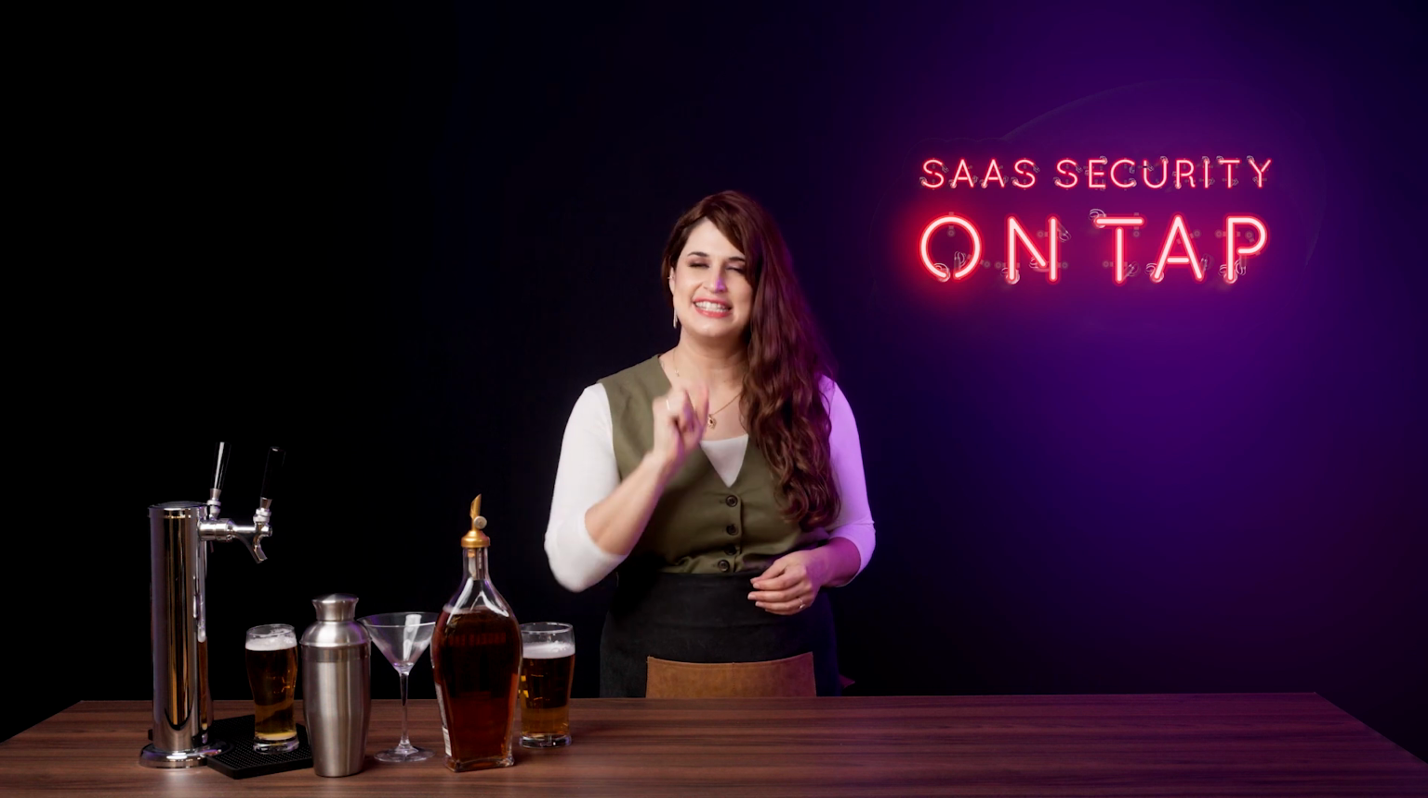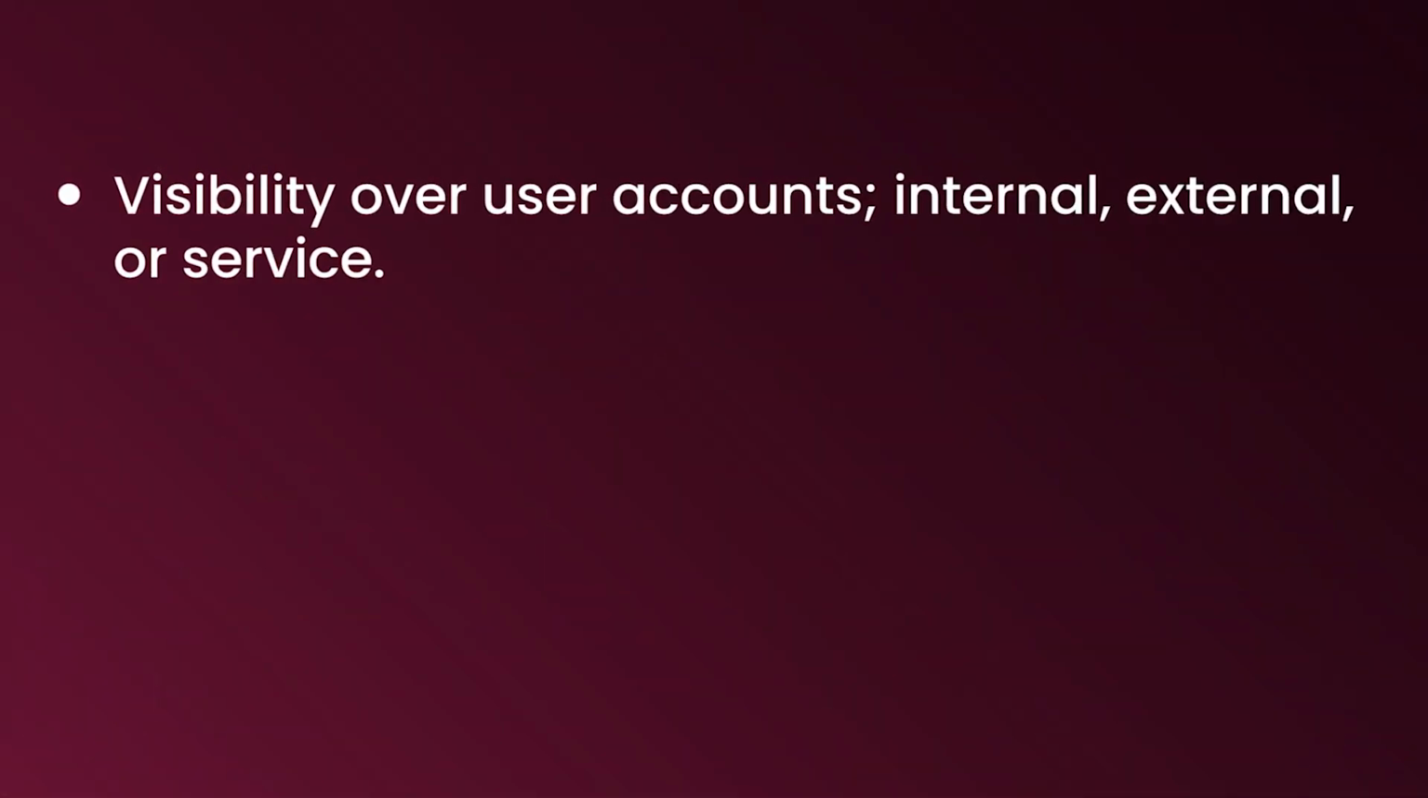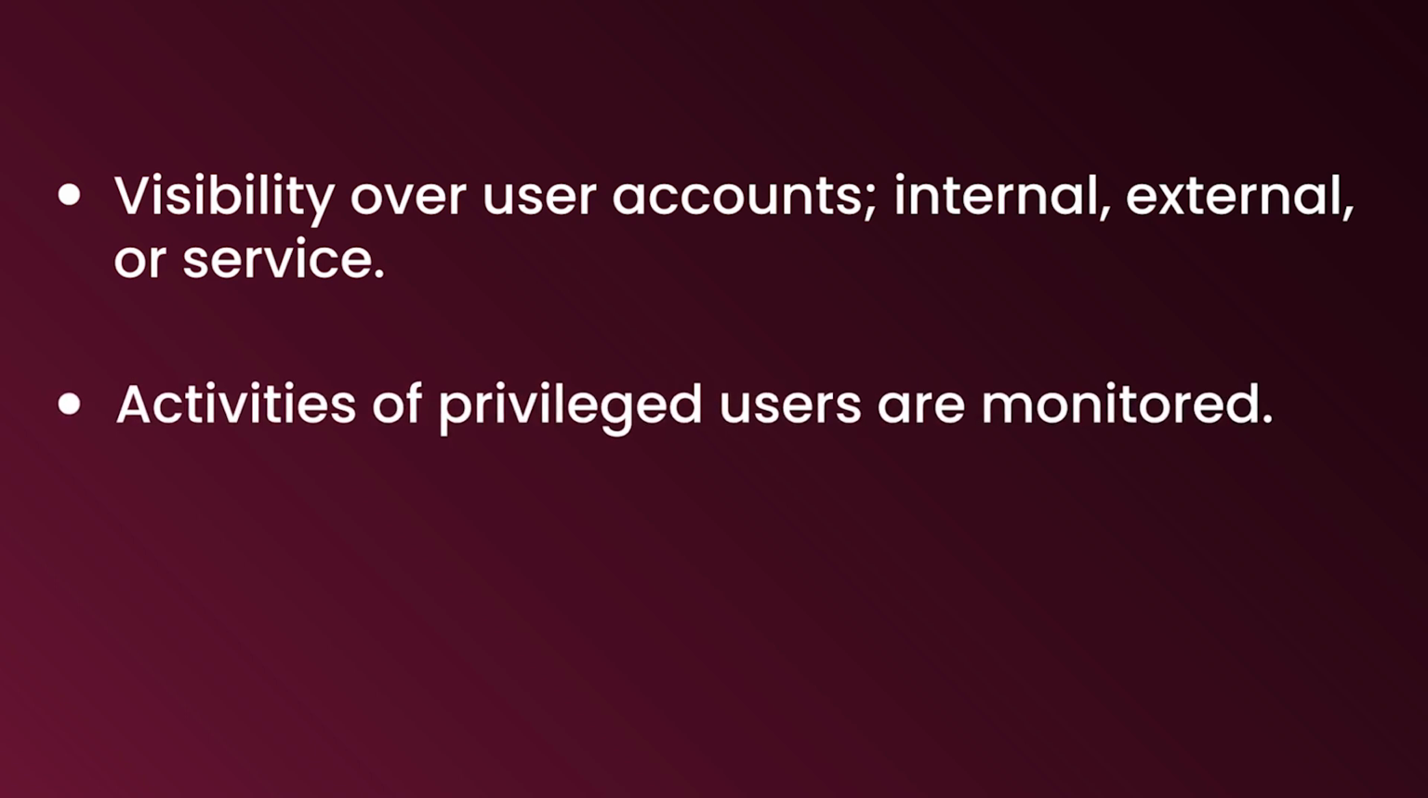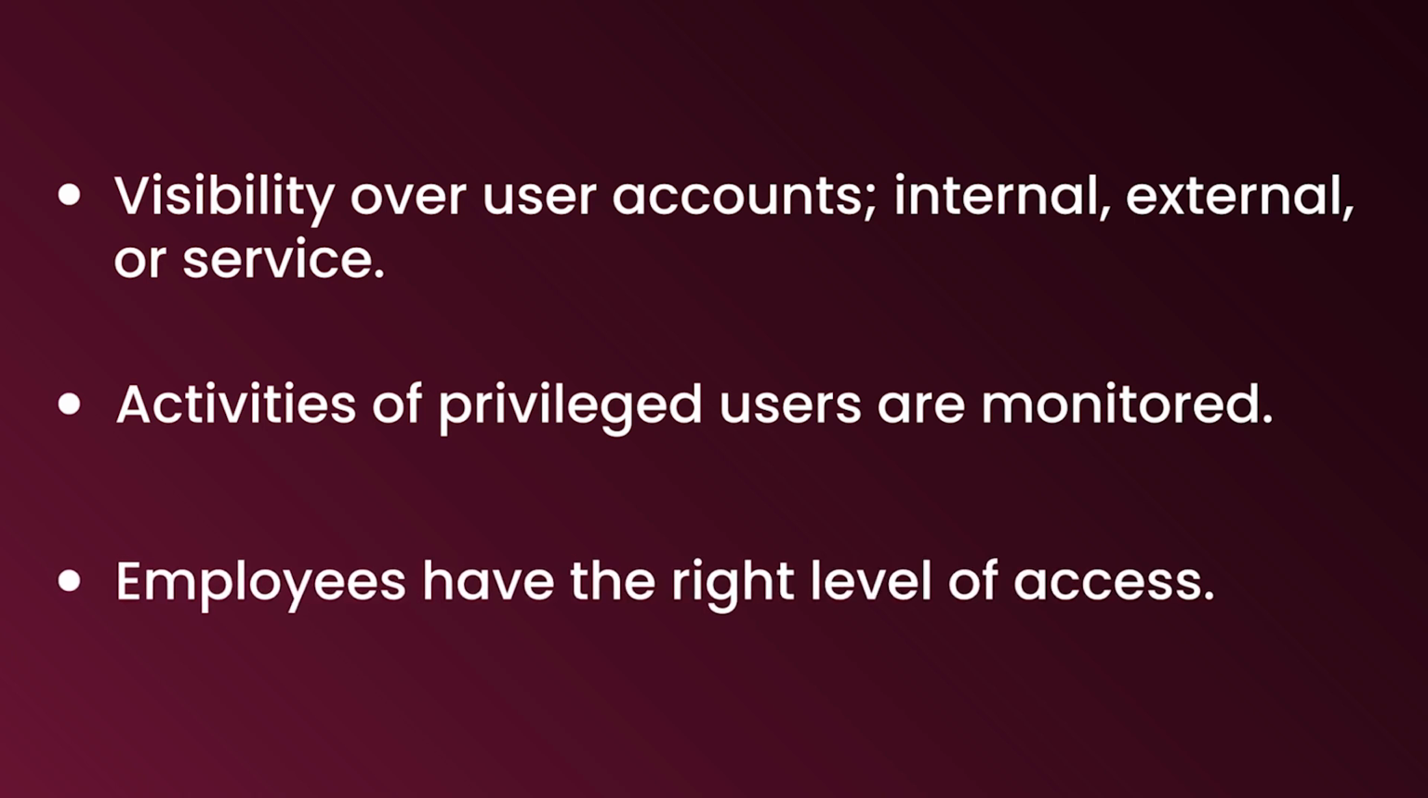Identity and access governance helps make sure that the right people have the right access to the right places at the, you guessed it, the right time, by ensuring visibility over all user accounts, internal, external, or service, that activities of privileged users are monitored, and that employees have the right level of access to their work.